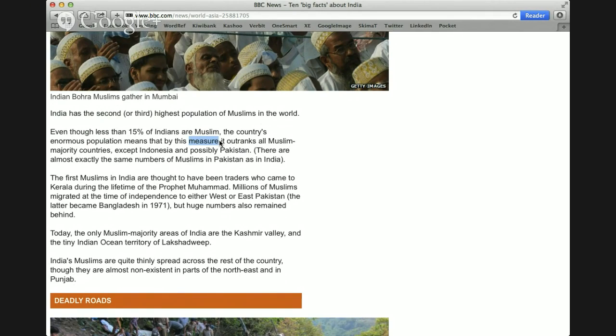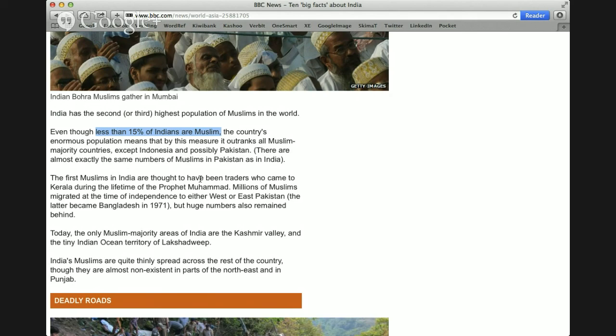Okay, so let's talk about this, guys. Is there anything that you don't understand? Any words in here that you're confused about? No? I thought it was more. It's just 15% of the population in India that is Muslim, right? Correct. Less than that, actually.